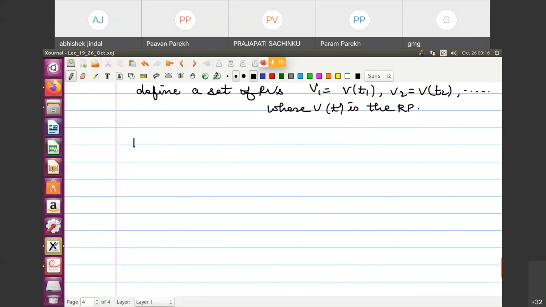Here the random variable Vj, the random variable V of j, is defined as V of Tj.